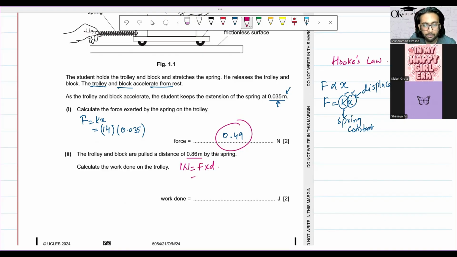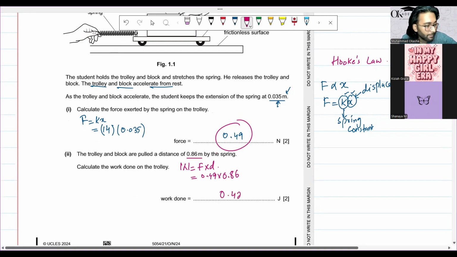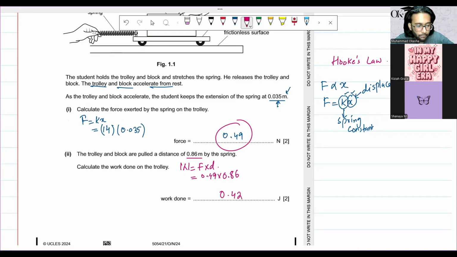So for force, I'm going to put 0.49, and for displacement, I'm going to put 0.86. Okay, and the units are also consistent. So I am going to get 0.42 from here. Let me double check on my calculator. Yes, it is 0.42. All right, let's move forward.